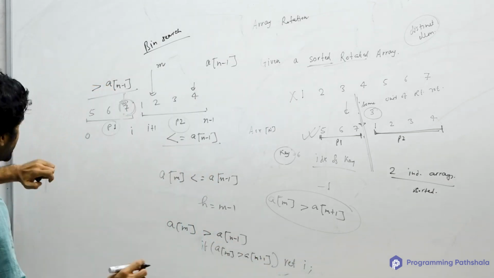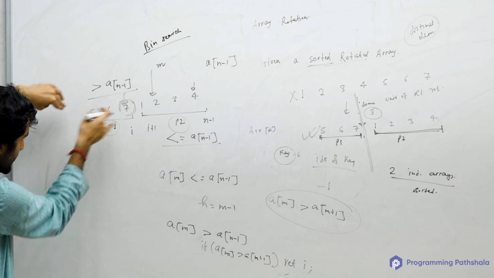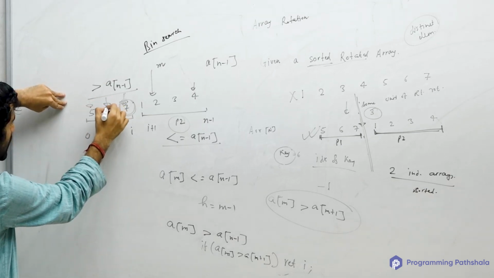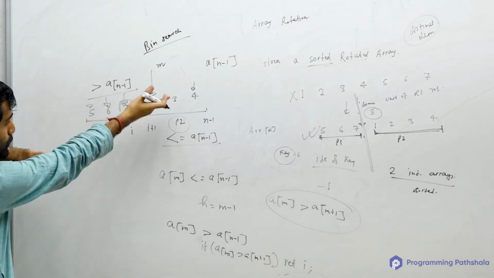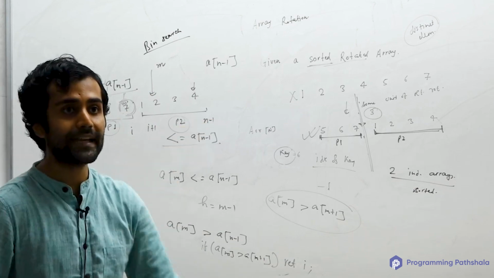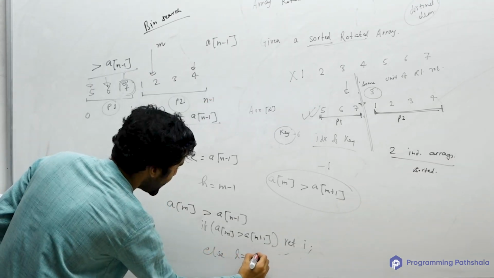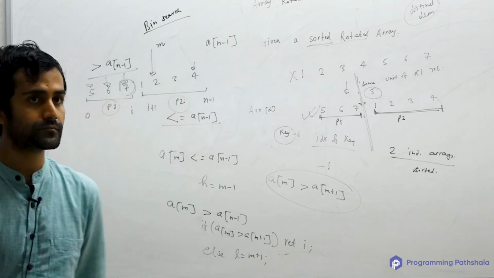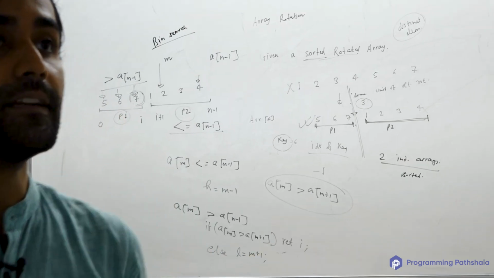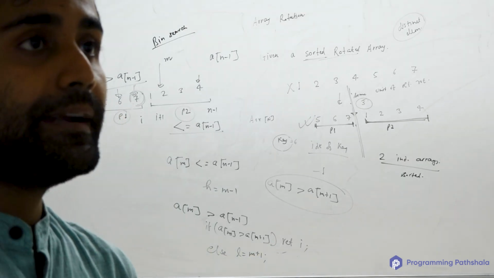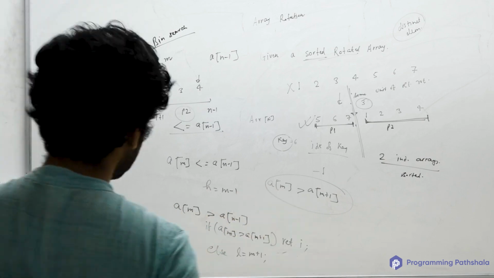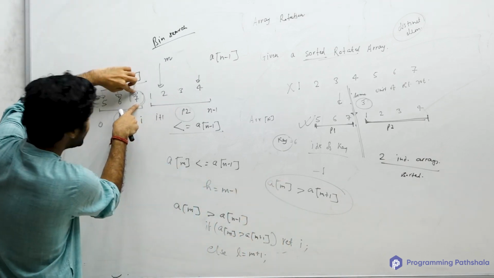Otherwise, that means you are in the left hand side of your answer here, or here. So in this case you should move to the right side. How do you move to the right side? To move to the right side you will do low equals to m plus 1. Is it clear? How many of you are clear with this? Can everyone implement it?